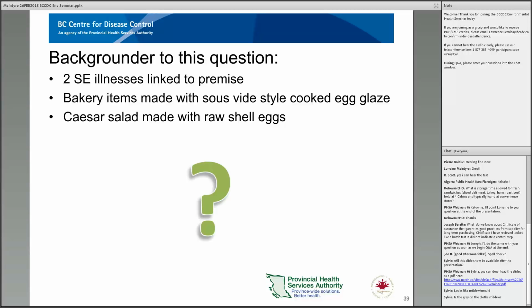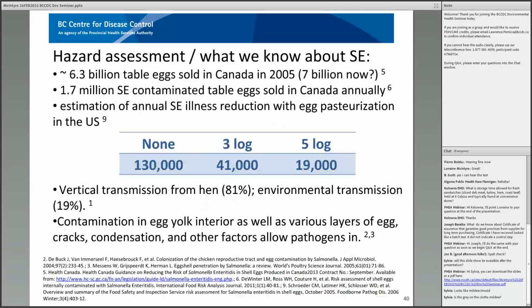So what's the hazard? Well, we know it's Salmonella enteritidis, but what else can I tell you about that? We did do a lit search on that. And what we know about Salmonella enteritidis is from a study done in 2005, we have about 6.3 billion table eggs sold. So I would say 7 billion table eggs are sold in Canada annually. And almost 2 million of them can be contaminated with Salmonella enteritidis.